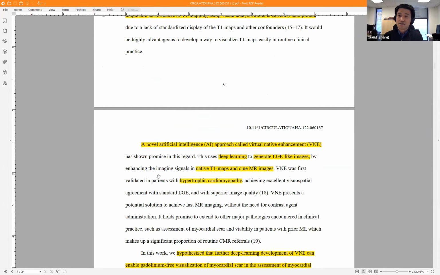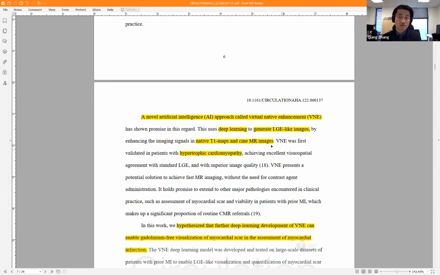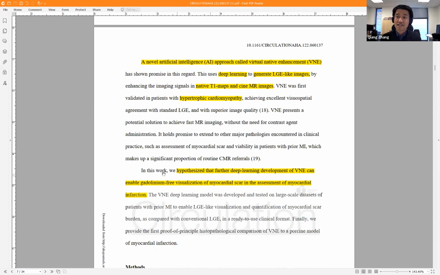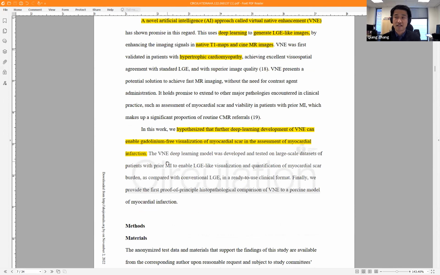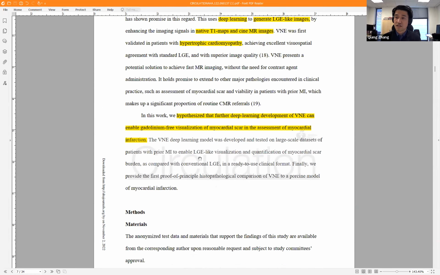So we are developing a novel artificial intelligence approach called virtual native enhancement. This technique uses deep learning to generate LGE-like images by enhancing the signals in T1 maps and the cine images. This technology was first validated in patients with hypertrophic cardiomyopathy, as published in Circulation last year. And in this work, we hypothesized that further deep learning development of VNE can enable gadolinium-free visualization of myocardial scar in the assessment of myocardial infarction.